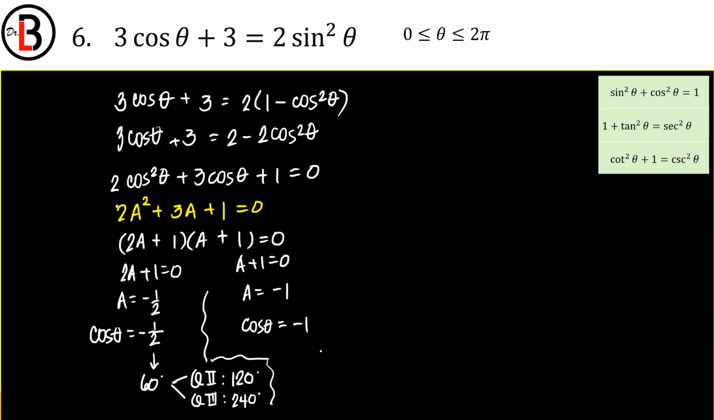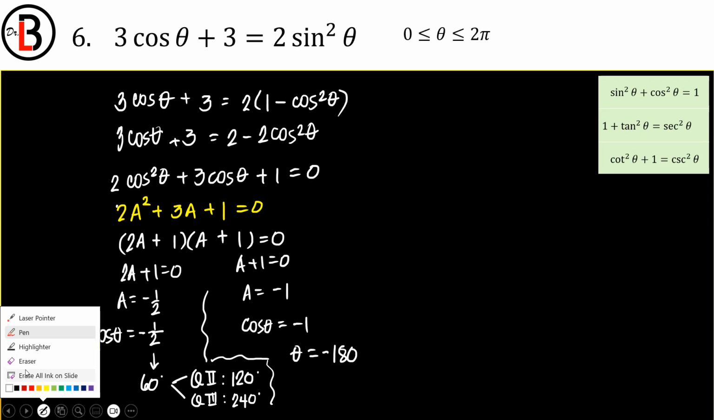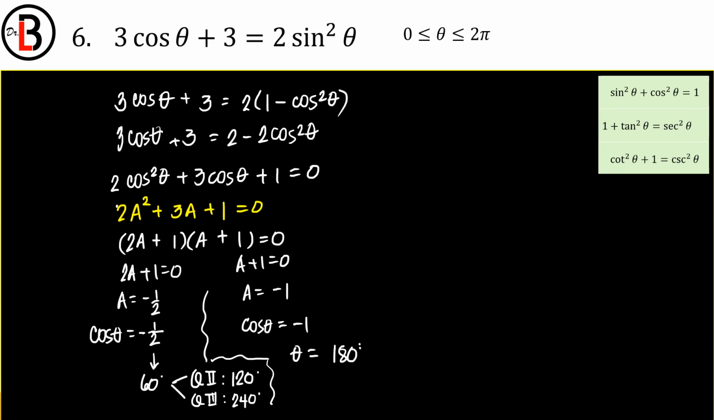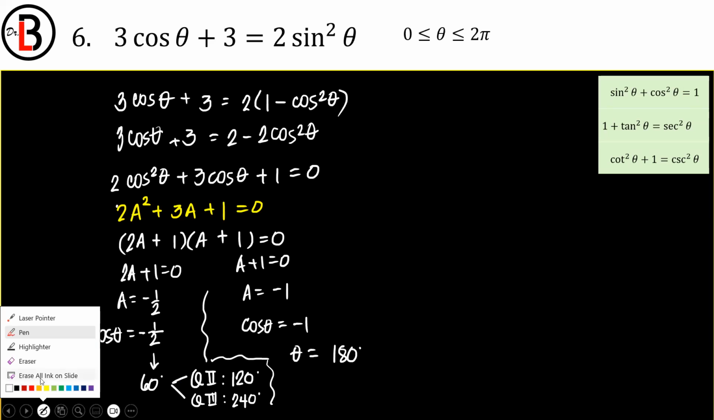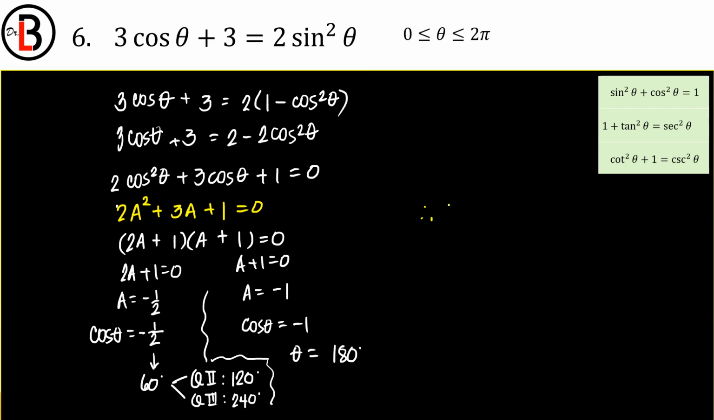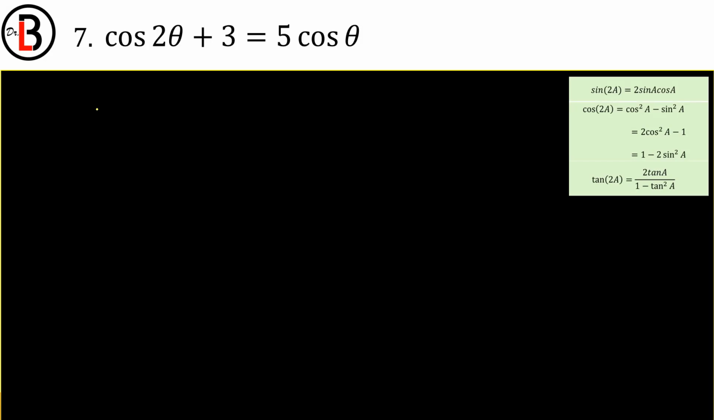Now, when is cosine theta equal to negative 1? Even if you press this in the calculator, cosine theta is negative 1 at 180 degrees. Therefore, I can say that for my solution set, my answers are 120, 240, and 180 degrees.